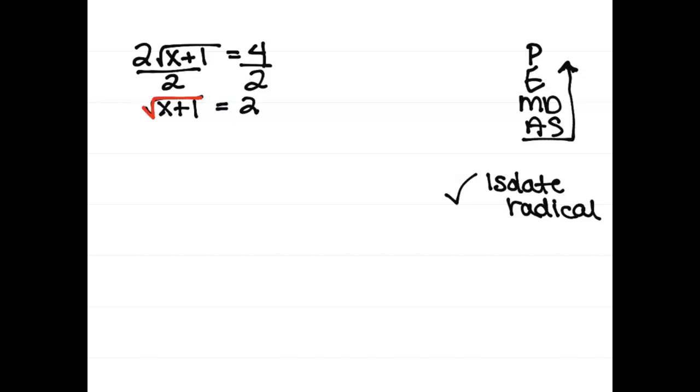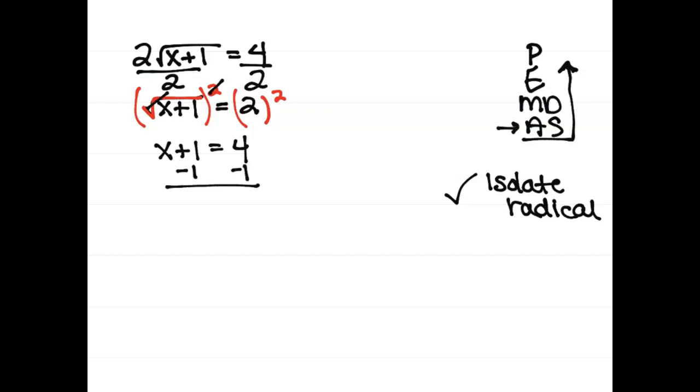That means that my next step is going to be to take both sides of the equation to the second power in order to cancel out that radical. That leaves me with x plus 1 equals 4. And from here, I'm just solving using reverse order of operations. So I'm undoing my addition and subtraction. And that leaves me with my final answer.